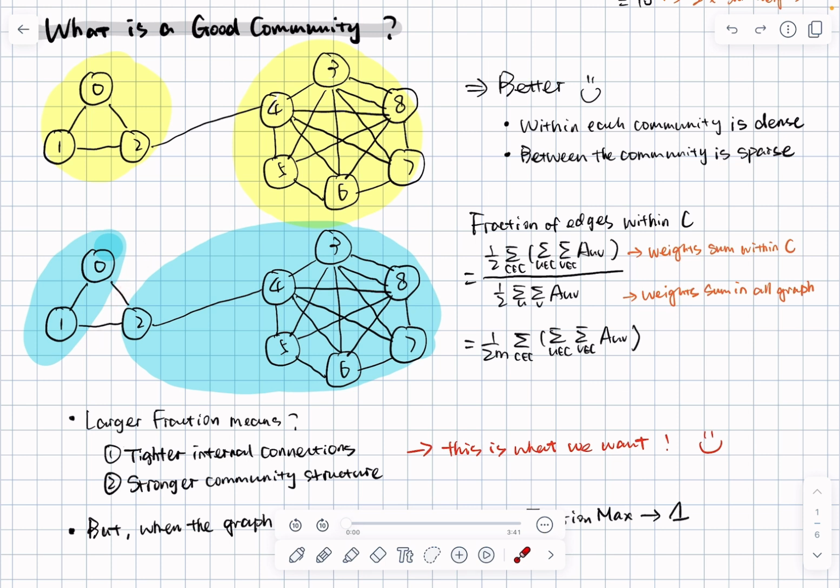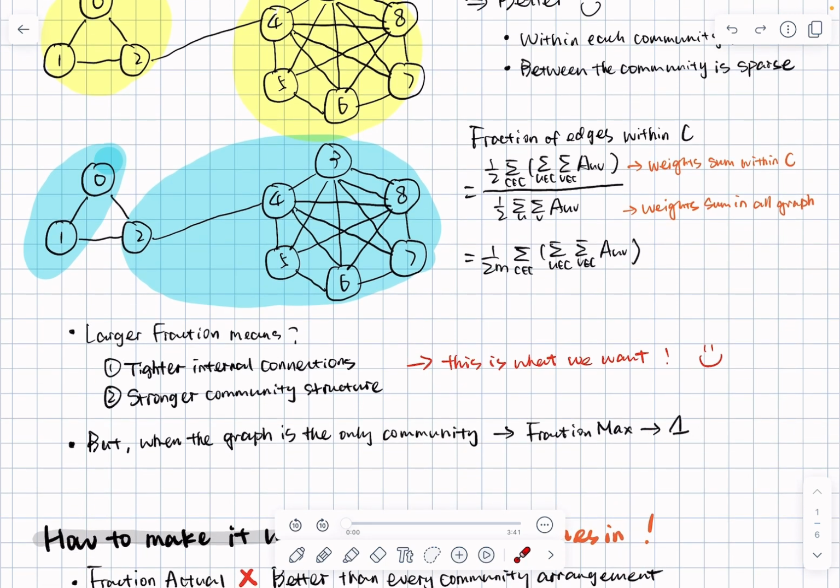We can write this discovery as a fraction. That means how many edges stay inside communities divided by all the edges in the graph. So the larger the fraction, the tighter the community and the stronger the structure. But if we put all of the nodes into one big community, this is when the fraction reaches its max, which is 1. And that's not helpful because any graph ends up as just one big community.